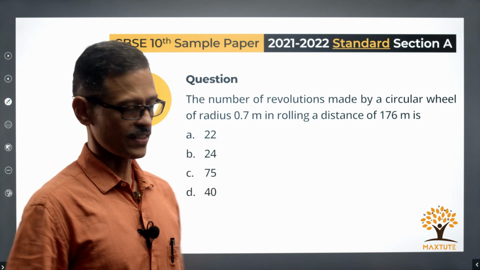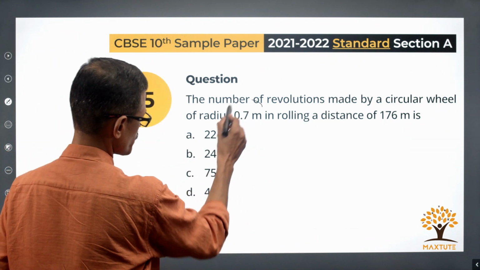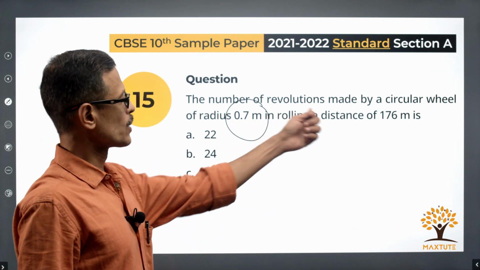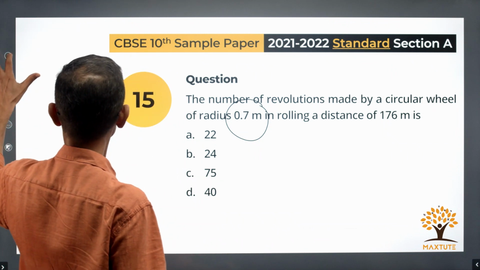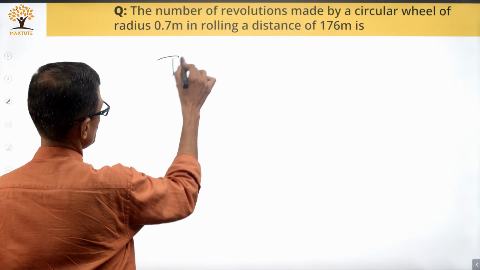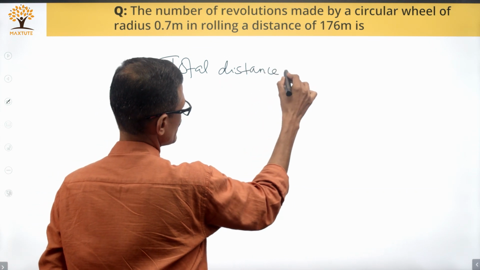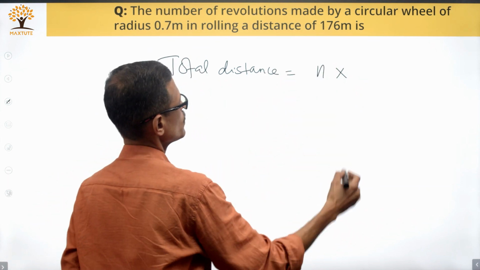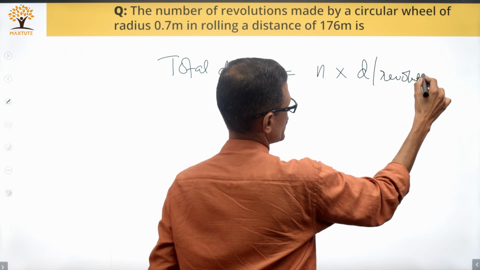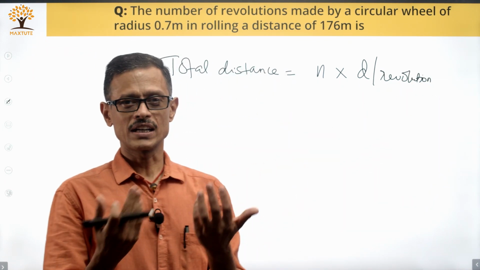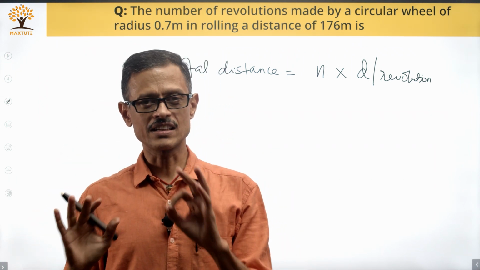Let's start with the first of the questions. The number of revolutions made by a circular wheel of radius 0.7 meters in rolling a distance of 176 meters is what this question is, right. So, the total distance covered by the wheel is going to be equal to the number of revolutions it made into the distance covered per revolution, right. So, if let us say it covered 4 meters in one revolution and did 100 revolutions, it will cover a distance of 400 meters. That is essentially the idea.